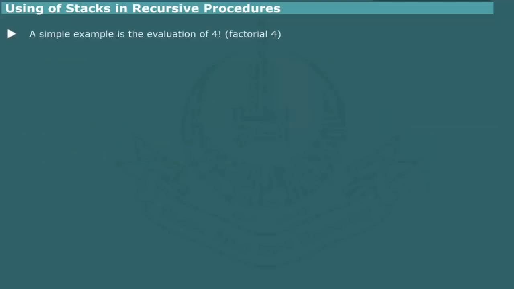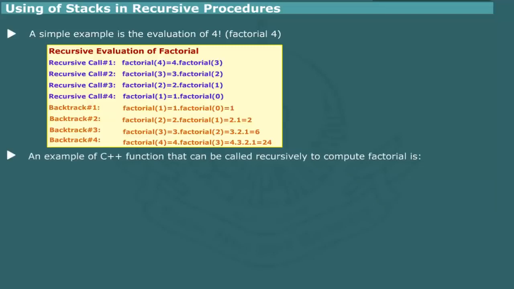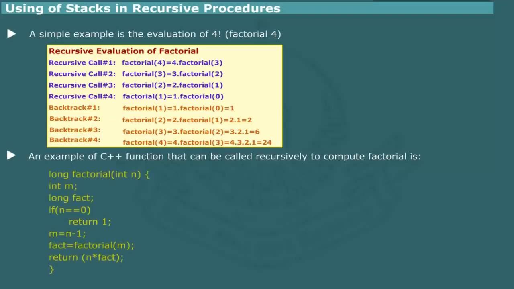A simple example of a recursive procedure is the evaluation of a factorial. You would recall that the product of successive positive integers is called factorial. Consider, for example, the evaluation of the function factorial of n. If n equals 4, the recursive steps would be as follows. By backtracking the above steps, we can obtain the value of factorial of 4. An example of a C++ function that can be called recursively to compute the factorial of a given number is as shown.